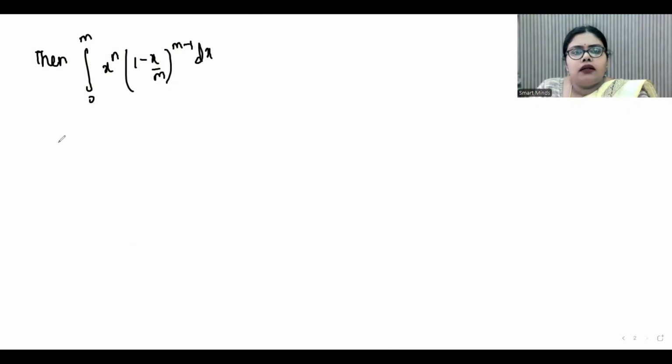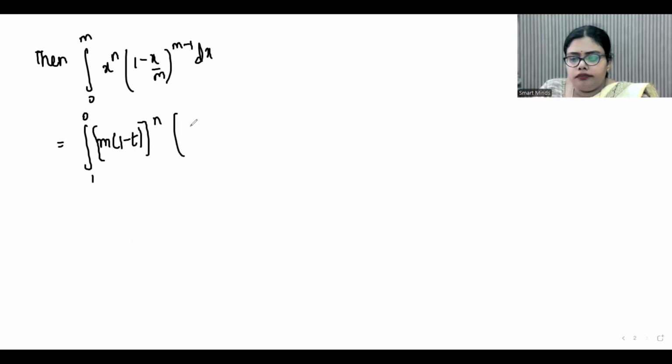Then let us see how the integral becomes. Integral 0 to m x power n into 1 minus x by m whole power m minus 1 dx. How will it change? The limits 0 to m have changed from 1 to 0. Now in the place of x we will write m into 1 minus t, whole power n. We are converting everything from x to t now.